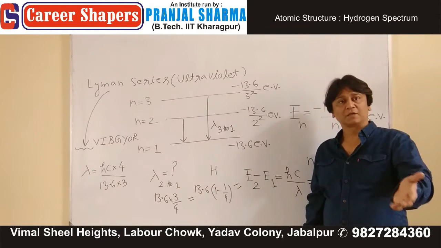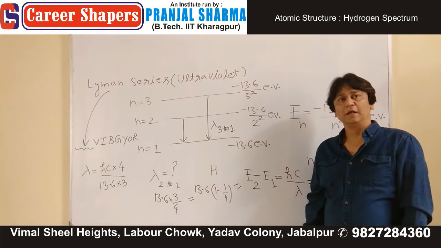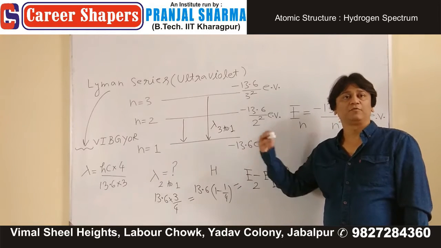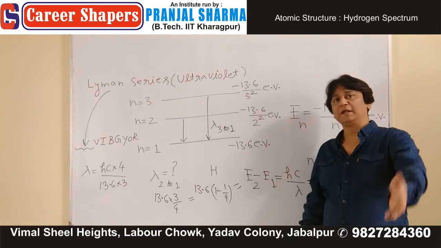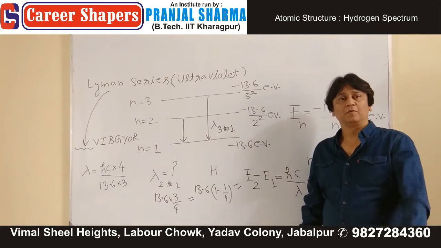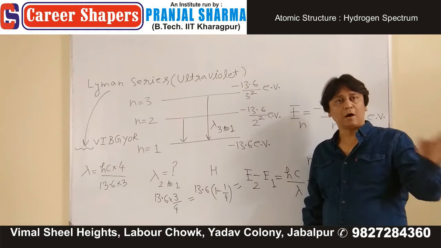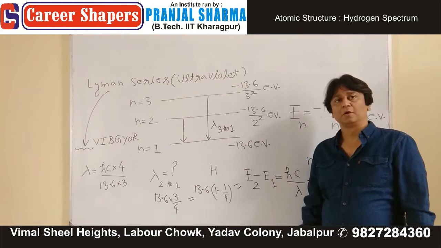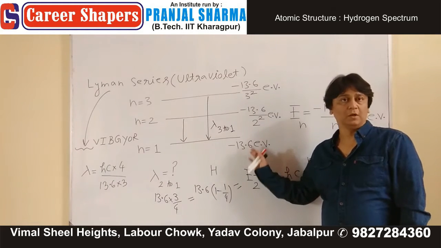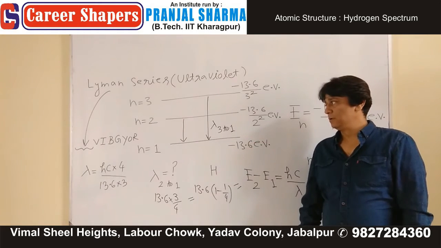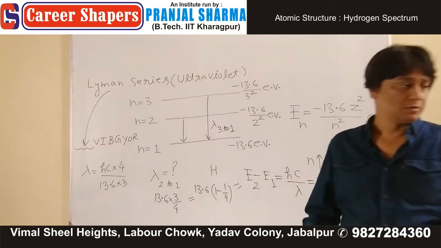So basically I'm asking you the linear momentum of the photon. If you can find the linear momentum of the photon, then with the same amount in the opposite direction, your atom will move. Let's see if you can answer the question now.